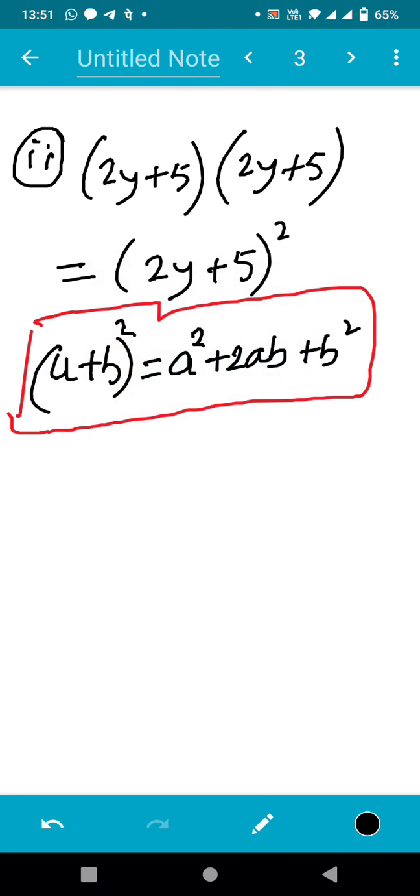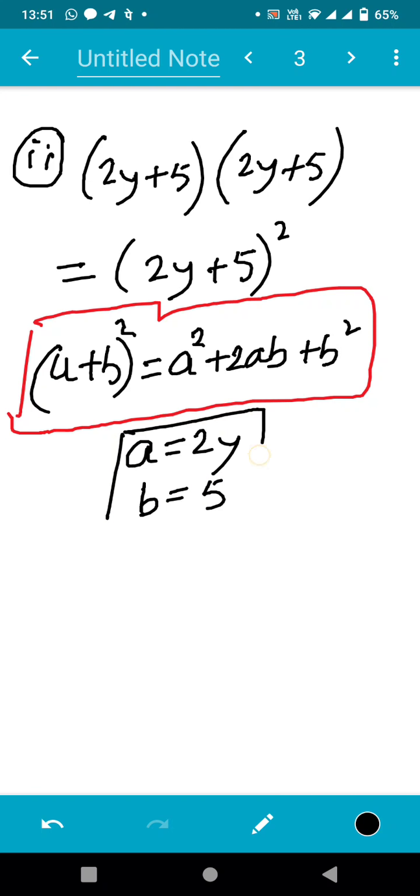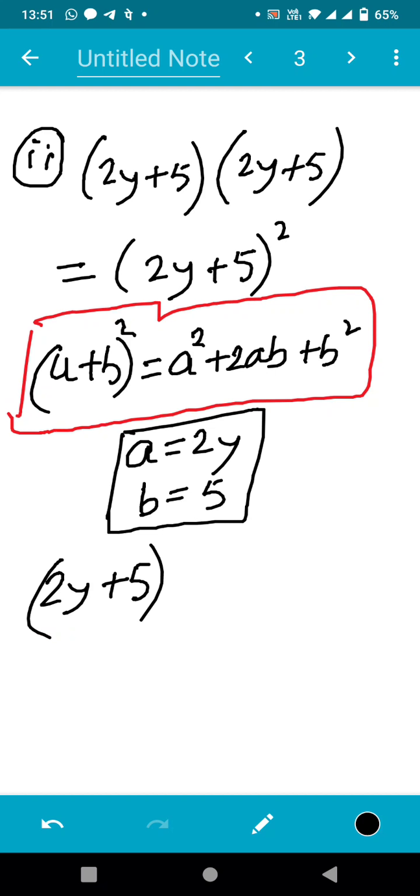Okay, it's done. Now what is there in place of a? In place of a, we have 2y, and what is there in place of b? We have 5, isn't it? So this also, if possible, write it down. Now what we have to do, we have to open this bracket, that is 2y plus 5 whole square, and this would be equals to what?